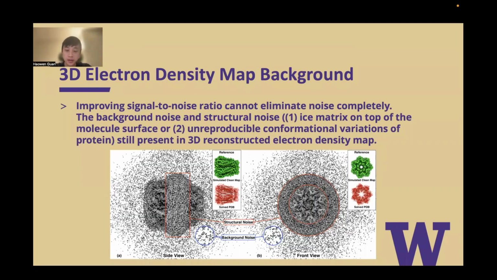This figure is a demonstration of noise after 3D reconstruction. Due to the inherent problem of signal-to-noise ratio, the noise is still present after the 3D reconstruction, as shown in this figure. We can observe the background noise and the structured noise, where the structured noise is defined as the ice matrix on top of the molecular surface, which is formed during the sample preparation of the cryo-EM microscopy process. And the second scenario is the unreproducible conformation variation of the protein.